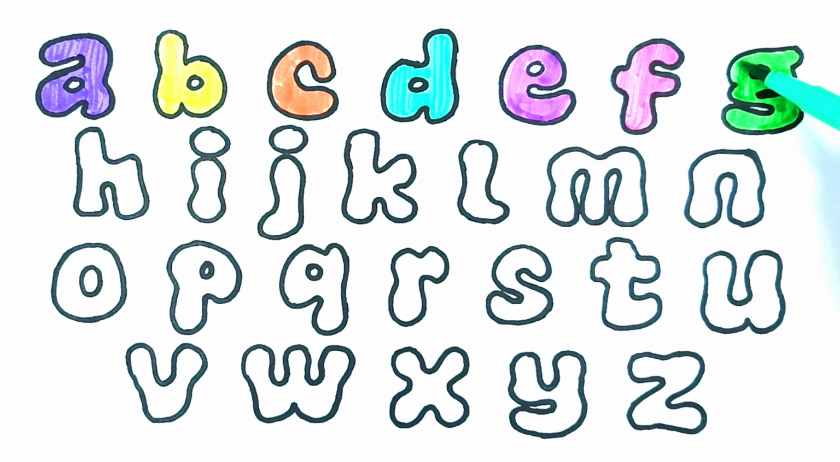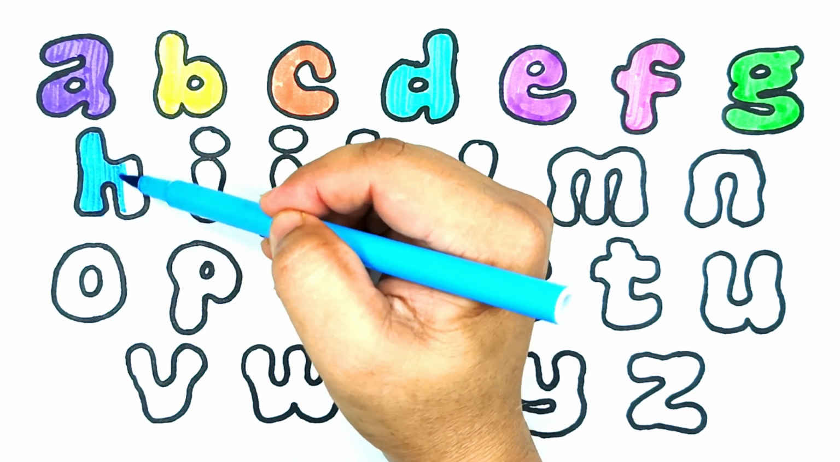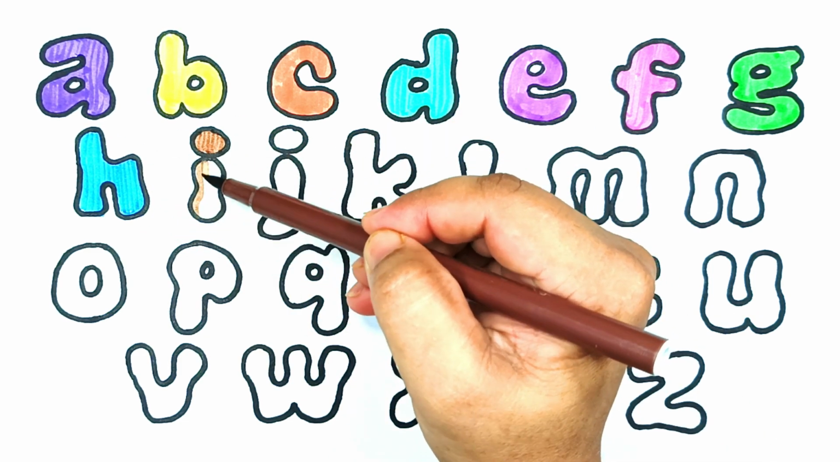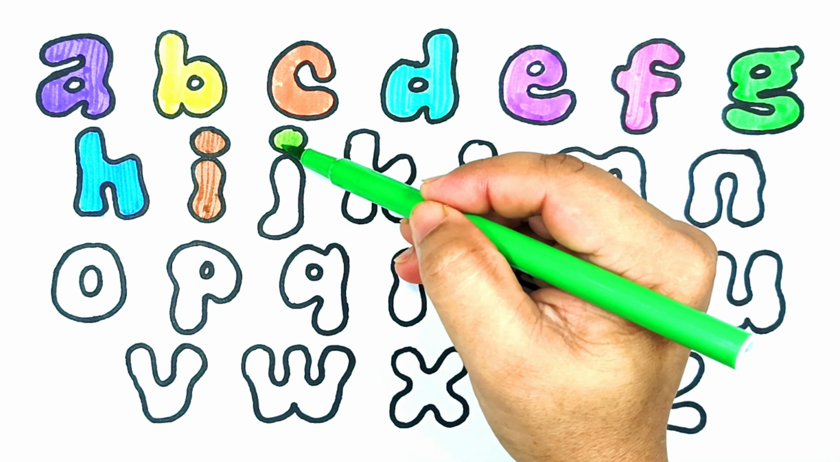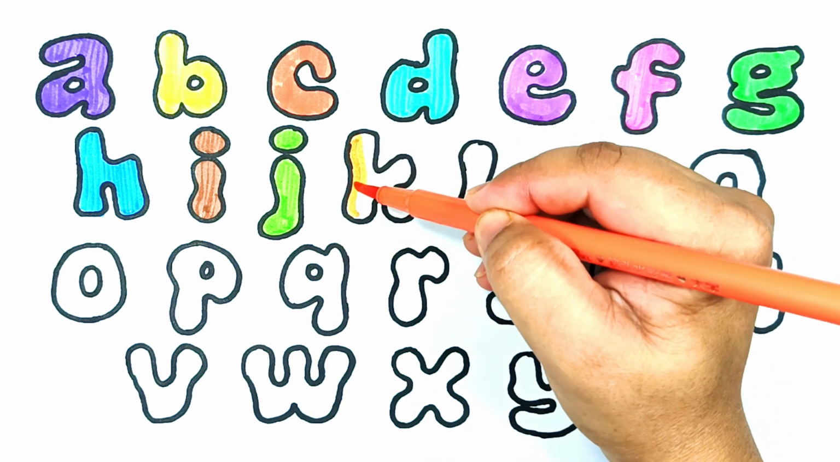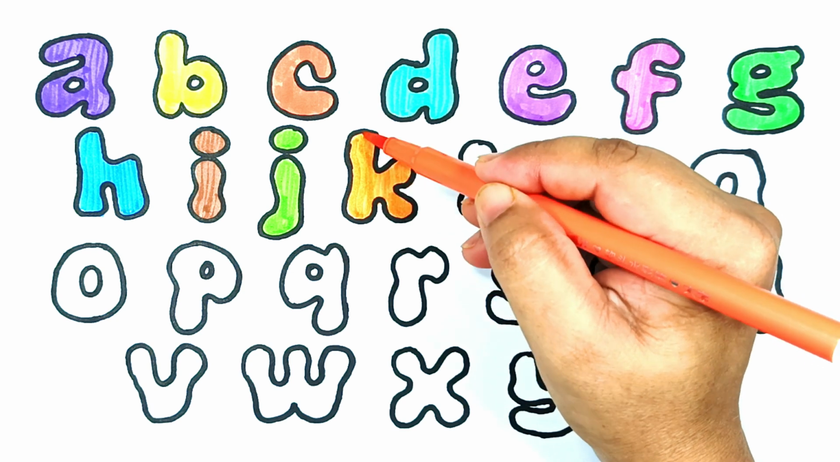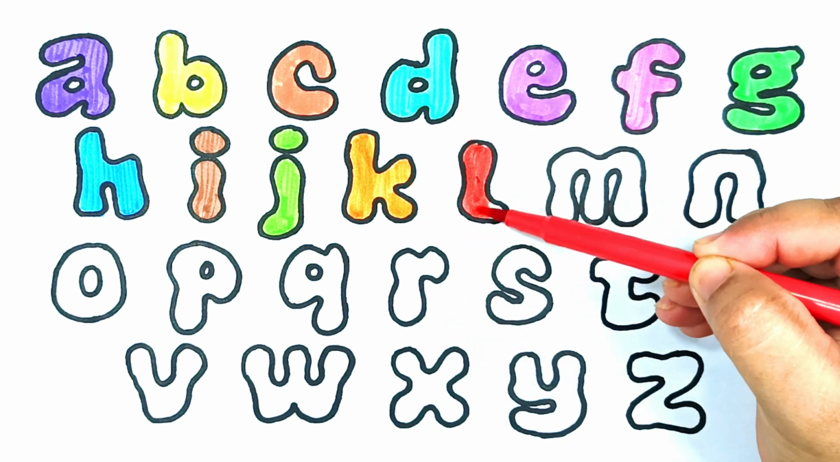G is for glass. H is for hat. I is for igloo. J is for jelly. K is for kite. L is for lion.